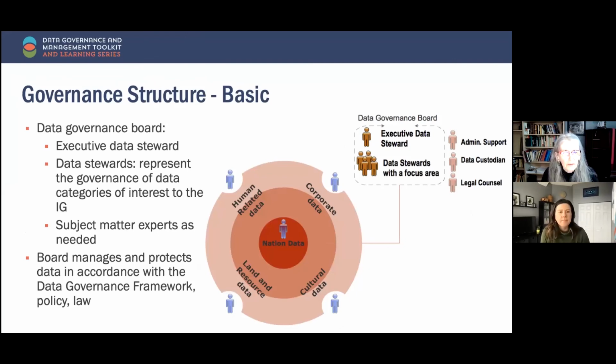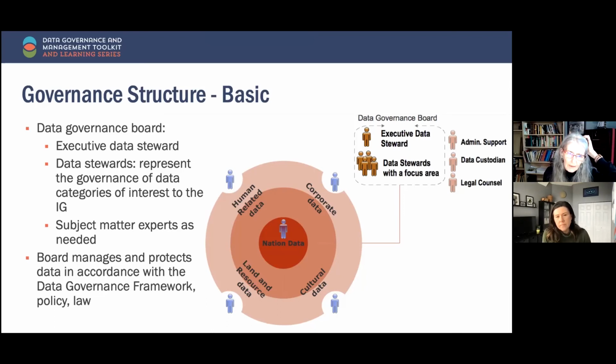Okay, governance structure. As Harmony said, this is just one particular model of a data governance board. Maybe to reiterate, the data governance board will be establishing all the aspects of data management. They'll ensure that the policies are in alignment with organizational goals, so that big picture connection with government. And they'll provide the direct oversight for data access, which is a real operational thing, but it's an important component. So in this diagram, you'll see the nation data is in the center.